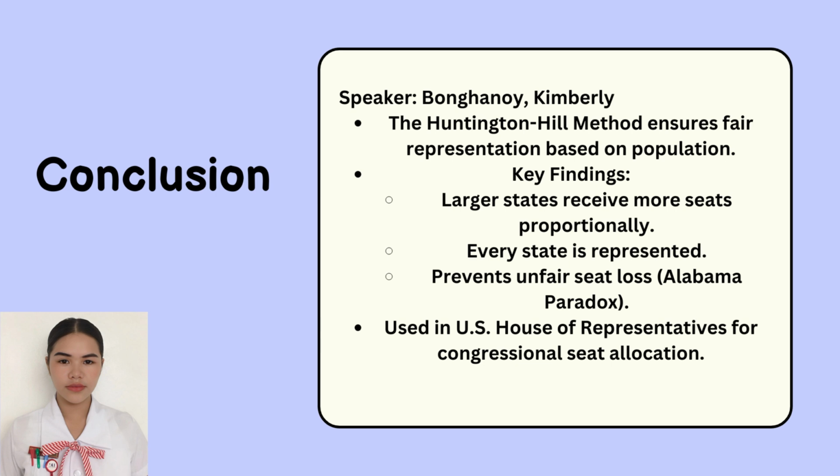This method uses the geometric mean to determine when a state should get another seat, making sure the distribution is balanced and proportional. It also prevents unfair situations like a state losing a seat just because the total number of seats increased, the Alabama paradox. Since this system prioritizes fairness, it is even used in the U.S. House of Representatives to divide congressional seats among states.